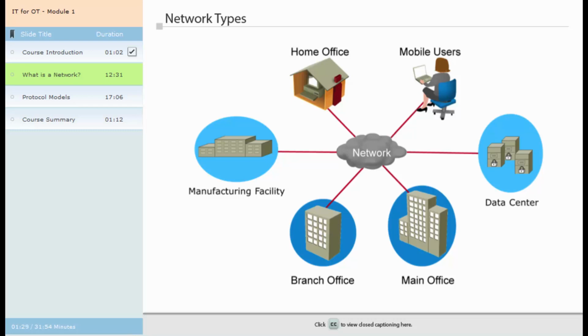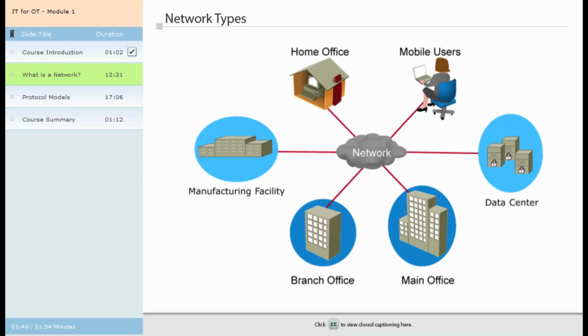Networks carry data in many types of environments, including homes, small businesses, and large enterprises. Large enterprise networks may have a number of locations that need to communicate with each other. Based on where workers are situated, these locations are as follows.